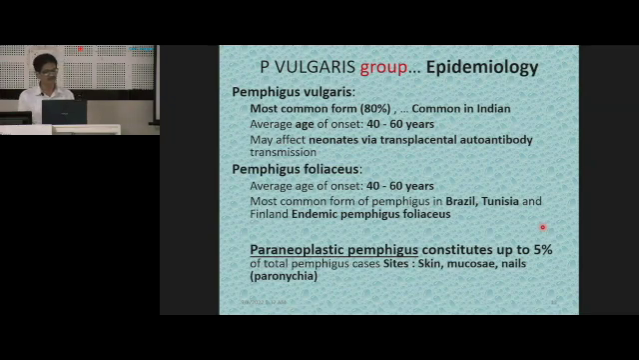Pemphigus foliaceus, the average age remains the same. It is the most common form of pemphigus in Brazil, where a particular type of fly bite is thought to be responsible for the initiating event, and it possibly exposes the antigen, and that's how you get pemphigus foliaceus in countries like Brazil and Tunisia. Paraneoplastic pemphigus constitutes only about 5%, but it is important to recognize it because there is an underlying solid or blood cancer.